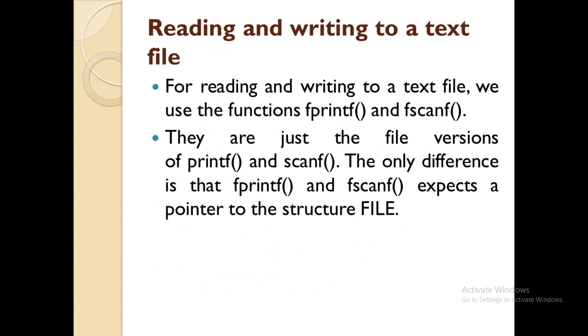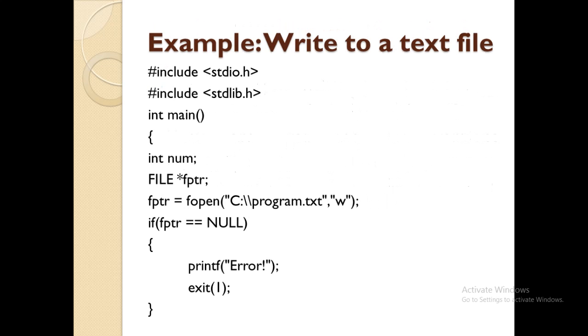Next comes reading and writing to a text file. In order to read and write to a text file, we use the functions fprintf and fscanf. They are just the file versions of printf and scanf. The only difference is that fprintf and fscanf expect a pointer to the structure of file type. So this is an example where a write operation has been performed to a text file.